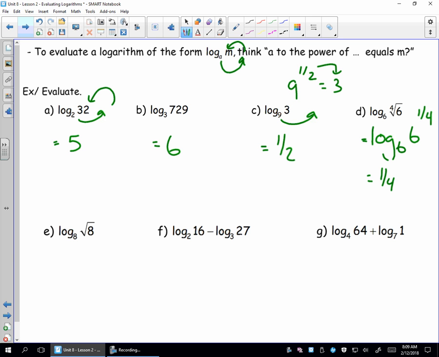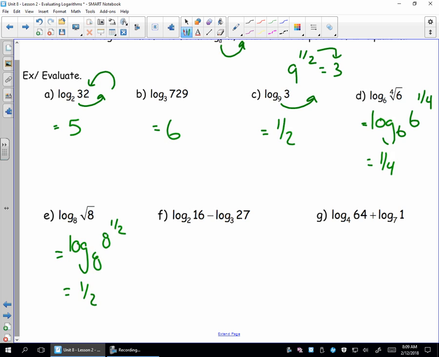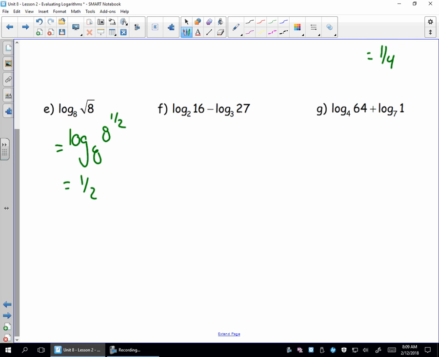Log 8, root 8. Well, again, if I rewrite that, log 8, 8 to the half. Oh, 8 to the what makes 8 to the half? Oh, just a half. And I can combine some operations here. Log 2, 16. 2 to the 4 is 16. 3 to the what is 27. Well, that's 3. Comes out to 1. And yet, this is not something I put in my calculator, right? So I do need to know these ideas about how to evaluate if I want to get down to that answer. 4 to the what makes 64.